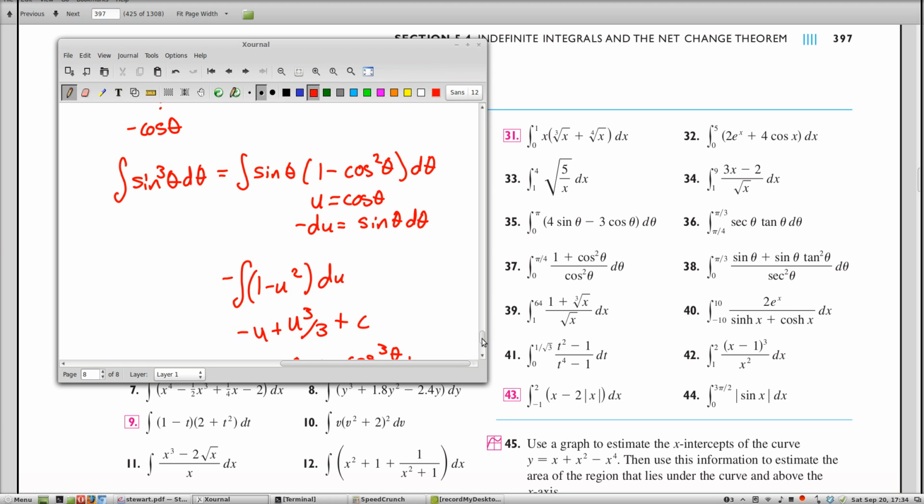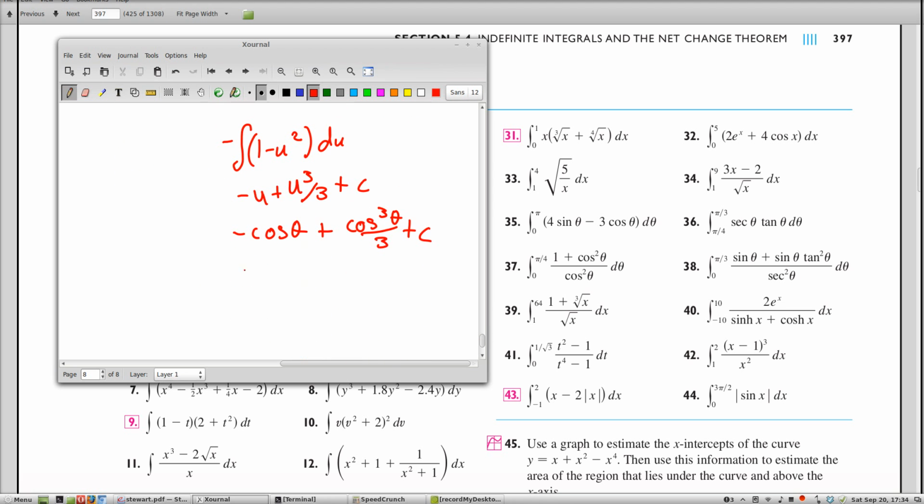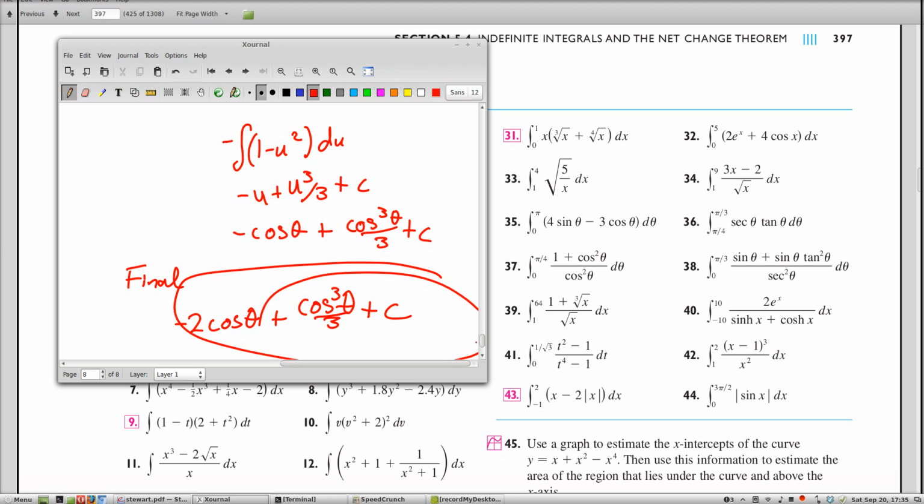And there's this cosine here. If you want to write the final answer, you have to include that minus cosine. So the final answer, you have two negative cosines, so it's minus 2 cosine theta plus cosine cubed theta over 3 plus c. Okay. That's it.